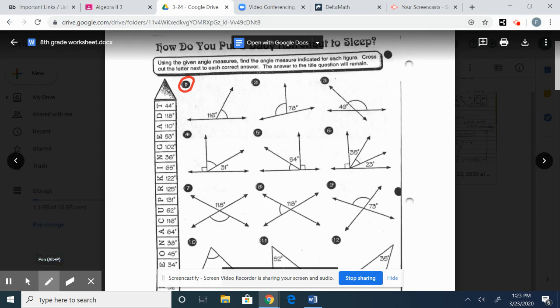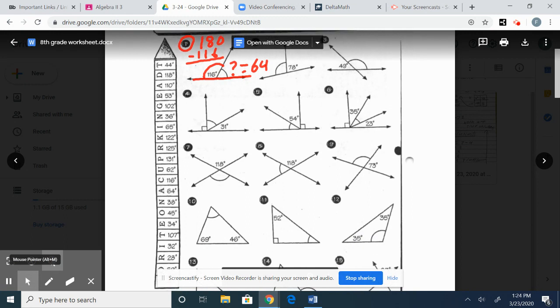Now, number one is a completely straight line, which would make that a straight angle. And a straight angle has to be equal to 180. So we need to find what this angle is going to measure. Since we know that the whole thing has to be equal to 180, and we know that this angle right here is 116, we are going to subtract 116 from that. And our answer would be 64. Similarly, that's what you're going to do with all the other problems that you see on this paper.